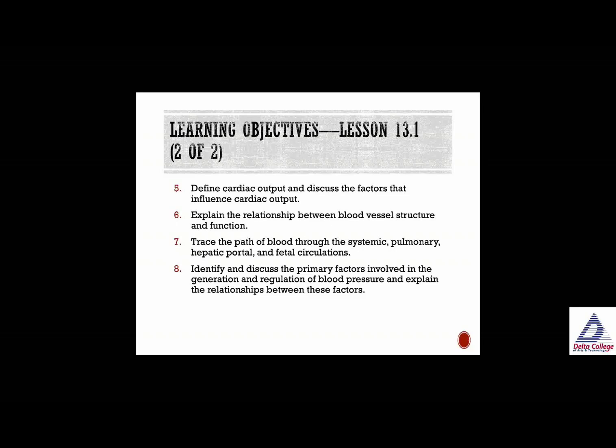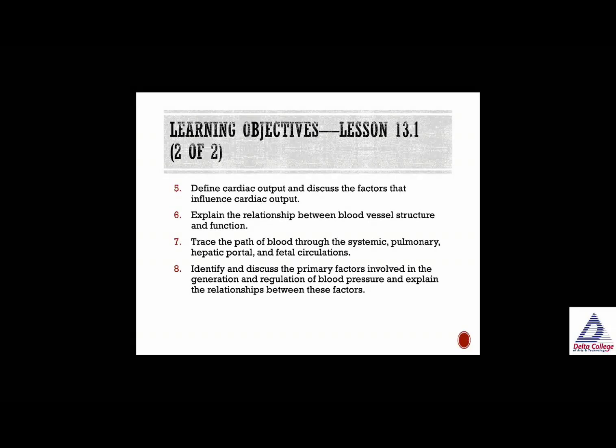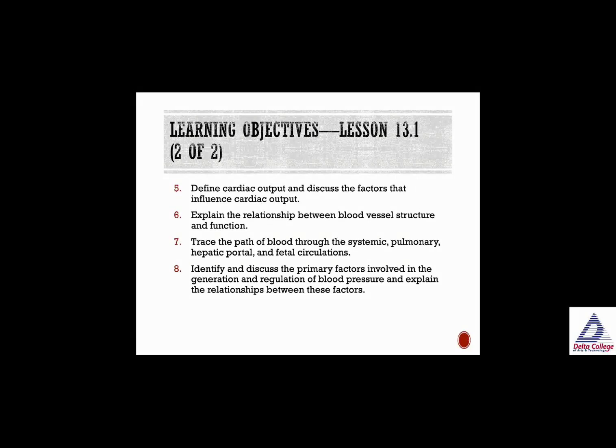Define cardiac output and discuss the factors that influence cardiac output. Explain the relationship between blood vessel structure and function. Trace the path of blood through the systemic, pulmonary, hepatic portal, and fetal circulations. Identify and discuss the primary factors involved in the generation and regulation of blood pressure and explain the relationships between these factors.